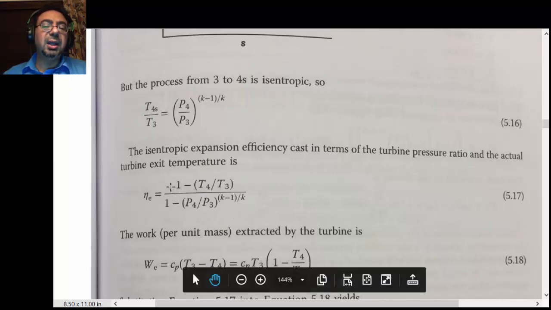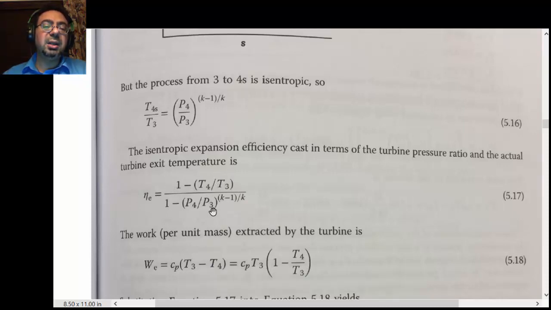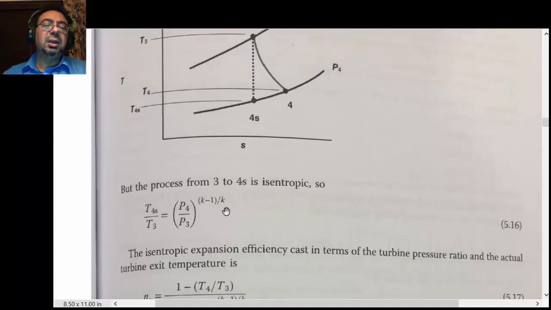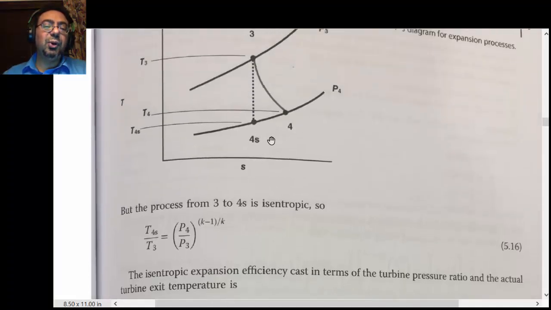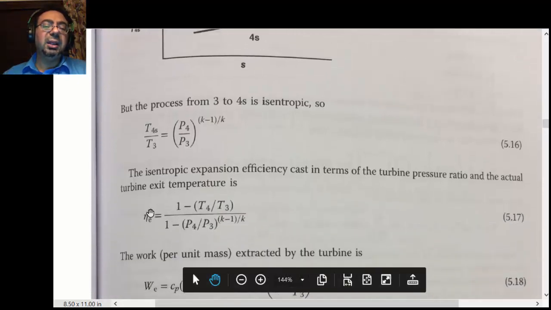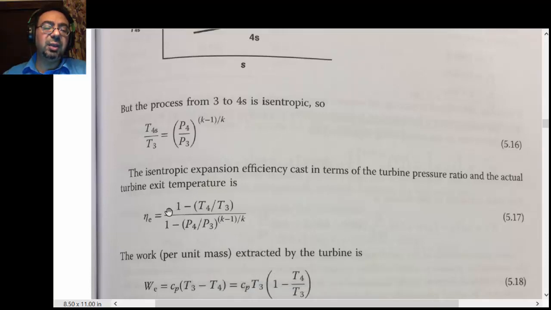And so this should have been T3 minus T4, and this one should have been T3 minus T4s, right? And then he divides everything over T3. He divides this over T3, so that the T3 here becomes 1 and this becomes T4 over T3. This was T3, right? And this is T4s. So you divide everything over T3, you get 1 minus T4s over T3.